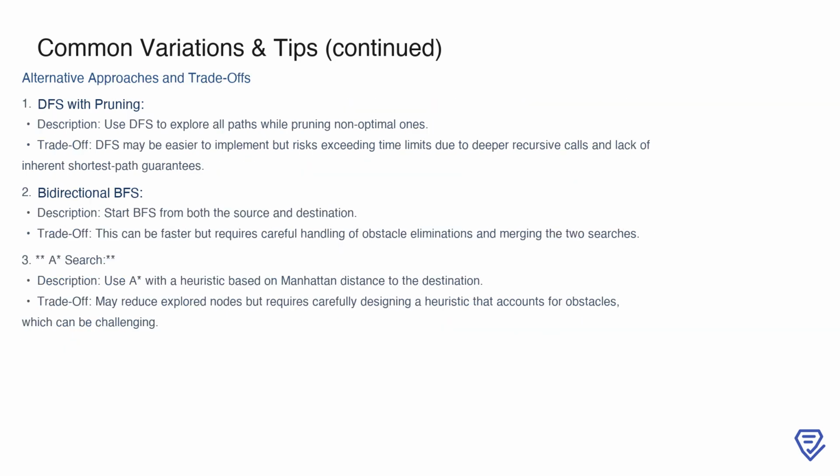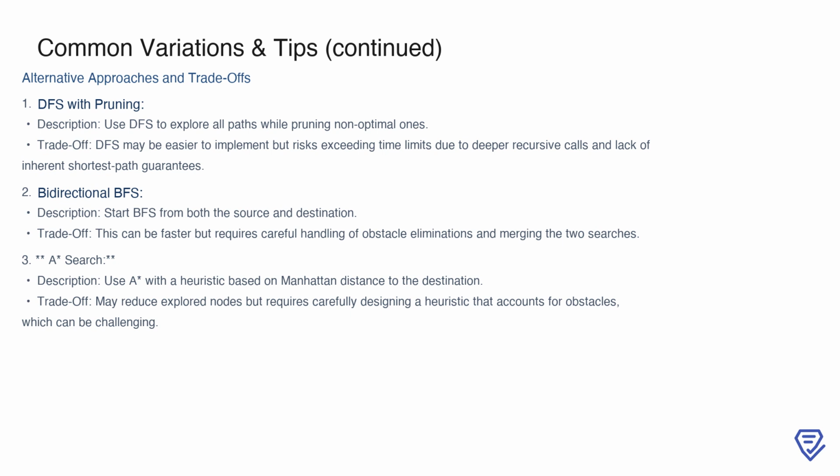Finally, let's explore some alternative approaches and their trade-offs. One option is to use DFS with pruning. While DFS can be simpler to implement, it doesn't guarantee the shortest path and may exceed time limits due to deeper recursive calls. Another approach is bidirectional BFS, where you start searching from both the source and the destination. This can reduce the search space and potentially speed up the solution, but it requires careful handling of obstacle eliminations and merging the two searches.